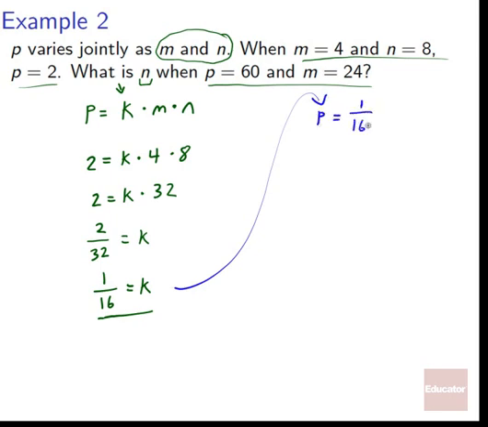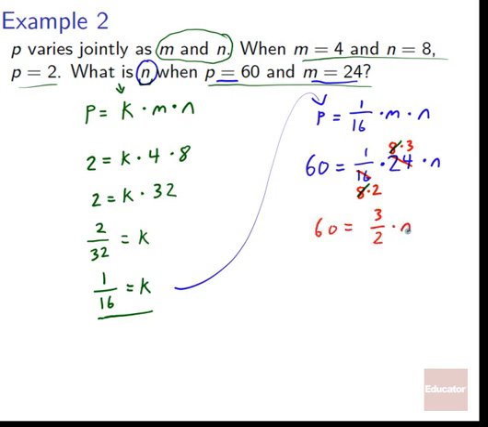P equals 1 over 16 times M times N. Great. We know that P is 60. We know that M is 24 for the one where we want to figure out what the N is. So we plug in P 60 equals 1 over 16 times, we don't know what N is, but we do know what M is. M is 24 times N. Now notice, there are some common factors between 16 and 24. 24 can be broken down into 8 times 3. 16 can be broken into 8 times 2. So the 8's cancel out, and we're left with 60 equals 3 halves times N.